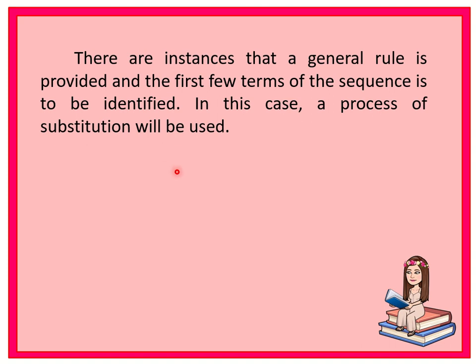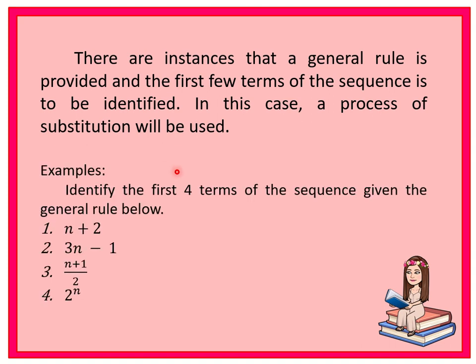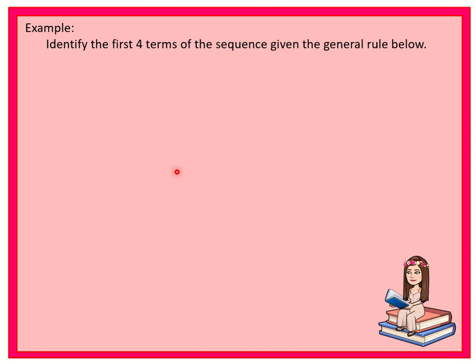Pero syempre, para mas maintindihan natin, kailangan meron tayong examples. At isa-isahin natin ang mga examples na yan para mas maintindihan. Let's proceed with our first example. Identify the first four terms of the sequence given the general rule of n plus 2. Okay, kailangan nating kunin ang first four terms.